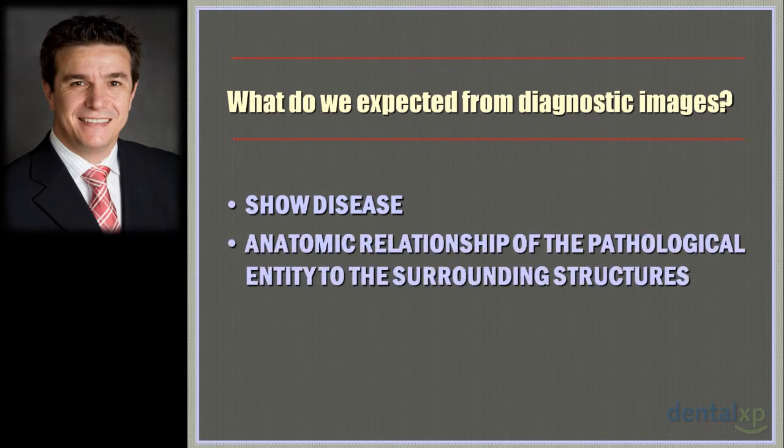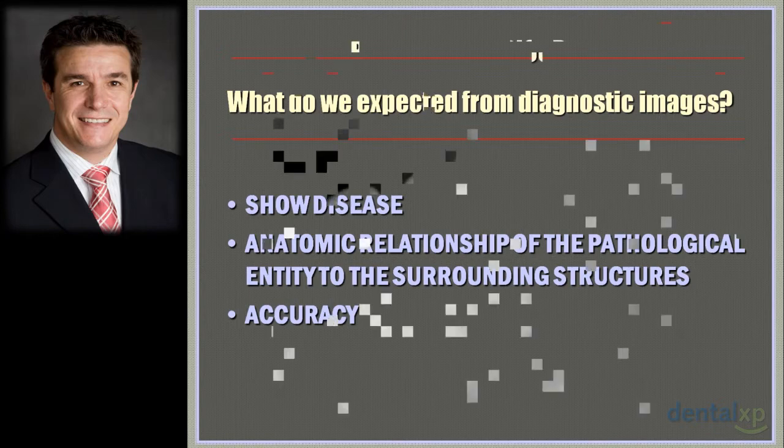We would really expect to see a very accurate anatomic relationship of the pathological entity to the surrounding structures. In fact, if you think about it, this may be as important as expectation number one. And last, we certainly expect accuracy. In the current days that our colleagues place implants within decimals of a millimeter from major anatomical structures, we better have very accurate images if we want to bring such a delicate task to a success.